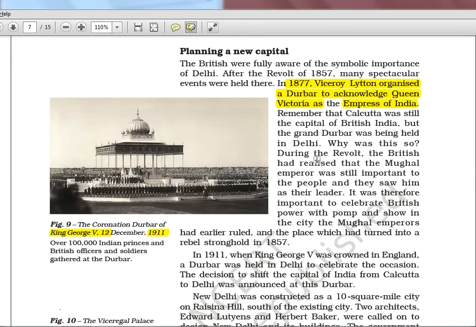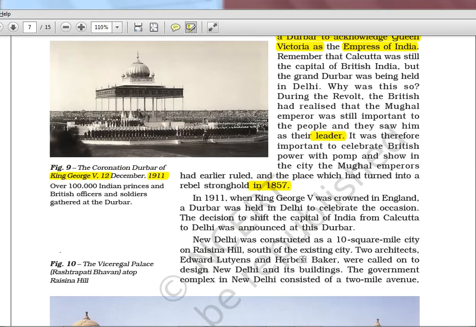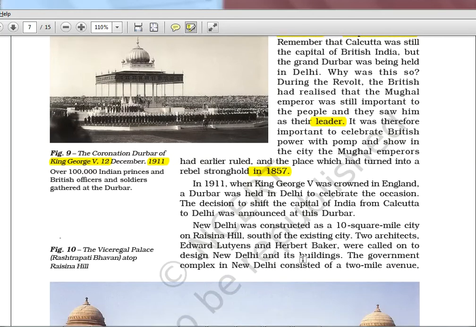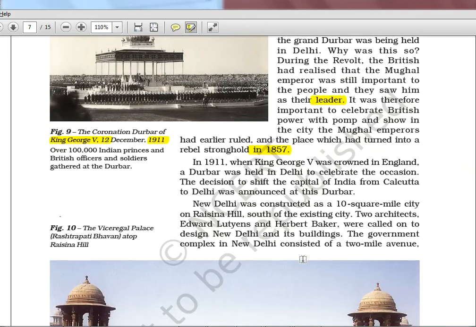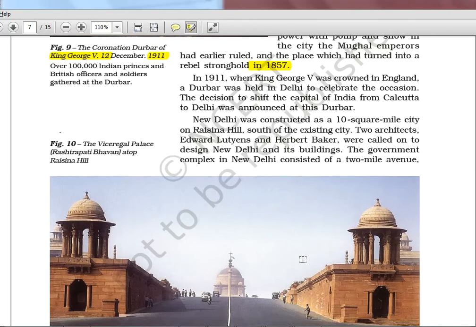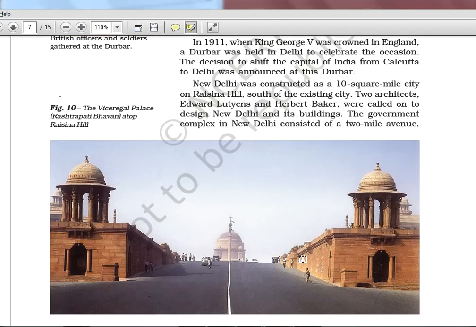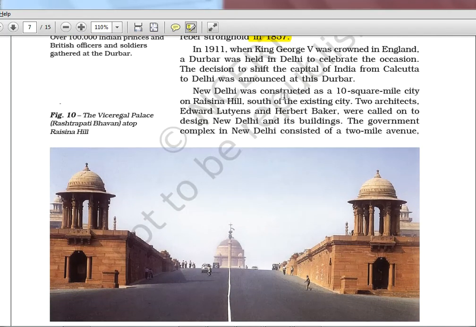During the revolt, the British had realized that the Mughal Emperor was still important to the people, as they saw him as their leader. It was therefore important to celebrate British power with pomp and show in the city where the Mughal emperors earlier ruled, and the palace, which had turned into a rebel stronghold in 1857. So they are telling the reason, even though the capital was Calcutta, they did the celebrations like this in Delhi. So the reason is they wanted to wipe off these Mughal memories and Mughal history. Okay, wherever Mughals were the greatest leaders, now they wanted Britishers to be the greatest leaders.